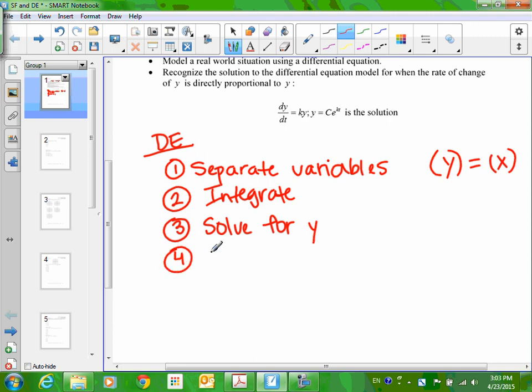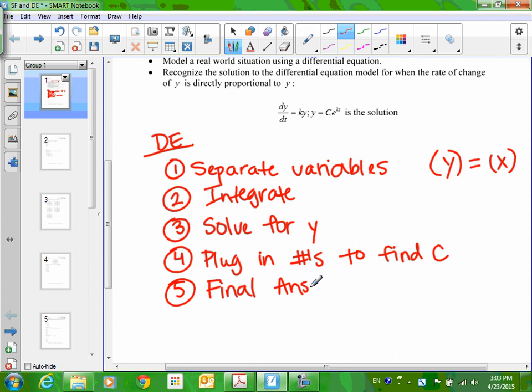Now, if you're given an initial condition, you are going to plug in the numbers to find c. Some answers are just going to have plus c in them. Some, though, if you're given an initial condition, you can find c, and then you still have to write your final answer. I'm going to explain what I mean by this as we go through the problems. Okay, so 5 steps. Occasionally, you only have to do the first 3. If you're given an initial condition, you have to do steps 4 and 5, which you usually are given.